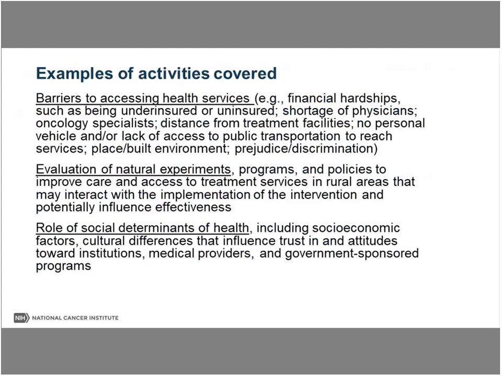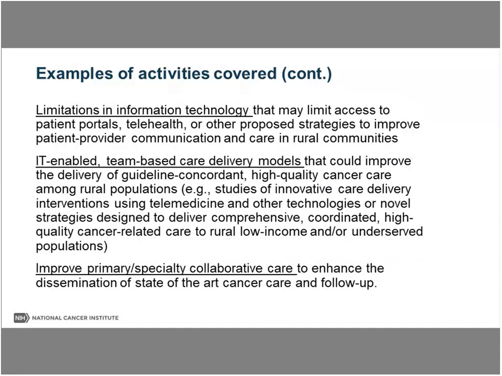So some of the examples that can be covered, it's not necessary that you cover these, are barriers to accessing health services, evaluation of some natural experiments where states and counties are adopting certain rules and regulations for implementation of various healthcare services, the role of social determinants of health, such as factors in trust and attitudes towards institution providers, and others, and limitations in information technology, how this could kind of, with patient portals, telehealth, how can we improve and coordinate care better for cancer patients, IT-enabled systems, how can we develop team-based care delivery models, or to improve primary and specialty collaborative care to enhance any kind of state of the cancer care and follow-up care.